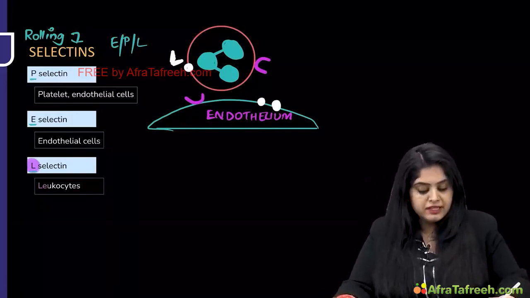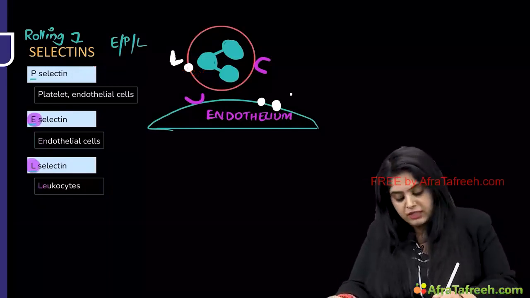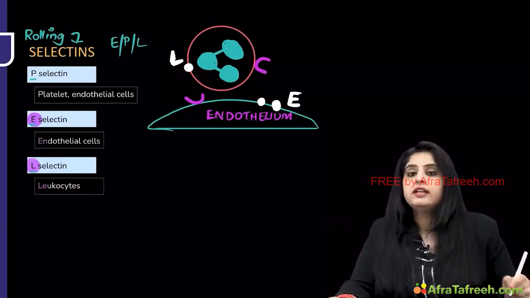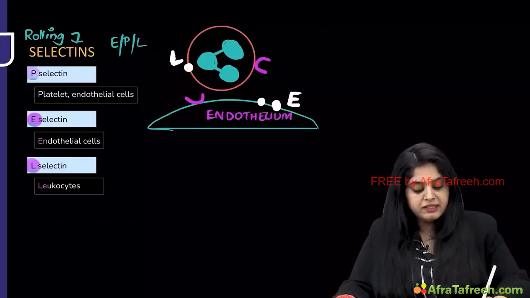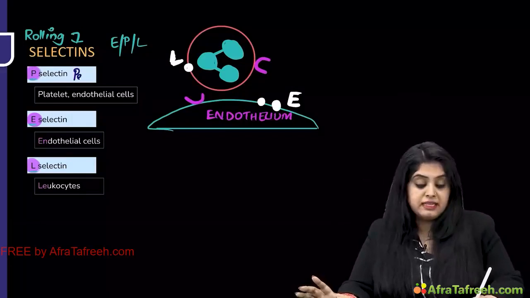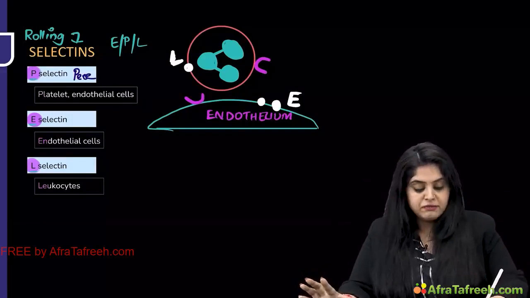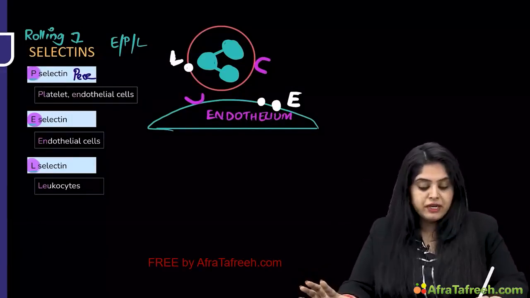Okay, where is the E selectin present? E for E. E is going to be on the endothelium cell. So E selectin is present over here, endothelial cell. Where is P-selectin present? How do you say P? Say P. It sounds like P-E-E, right? That's the sound of P. So P for P-selectin for platelets and E for endothelial cells.